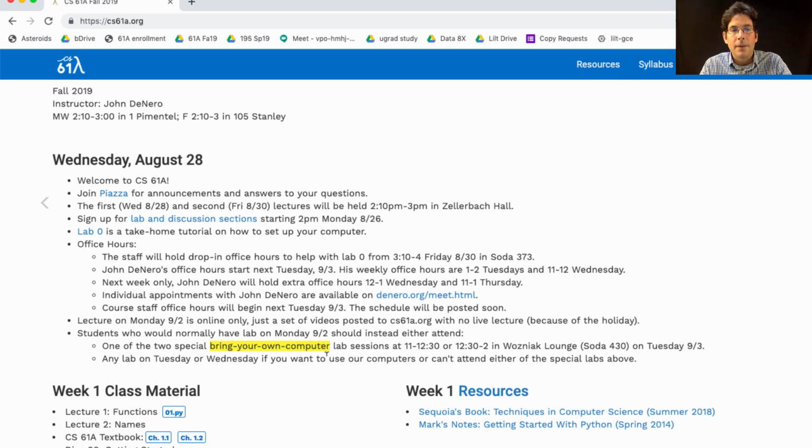The special sessions we'll have next week, just for the people who would normally have Monday lab, are going to be in a room that has no computers. You have to bring your own. We'll have 2 sessions, 11 and 12:30, in a room that holds 100 people, and so that should cover the students who would normally have lab on Monday. We're giving you a chance on Tuesday to make up that lab.